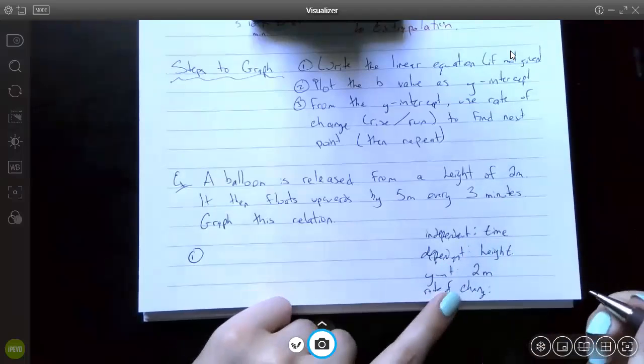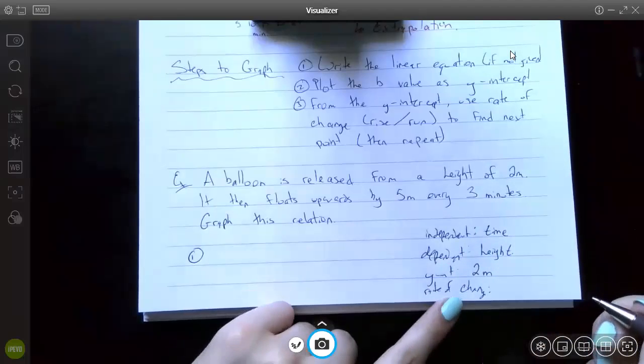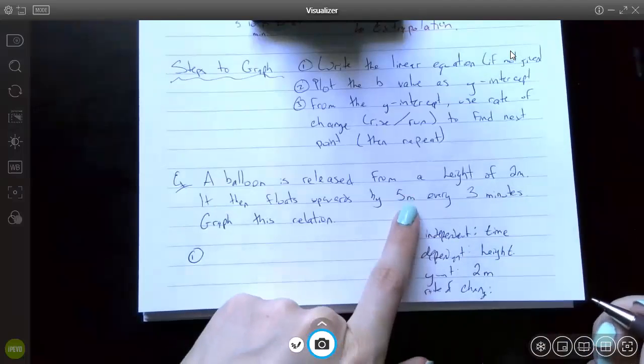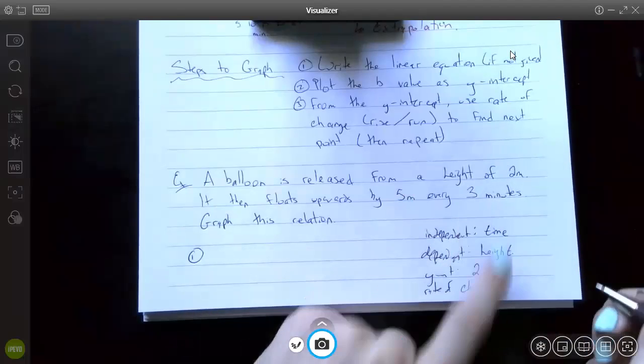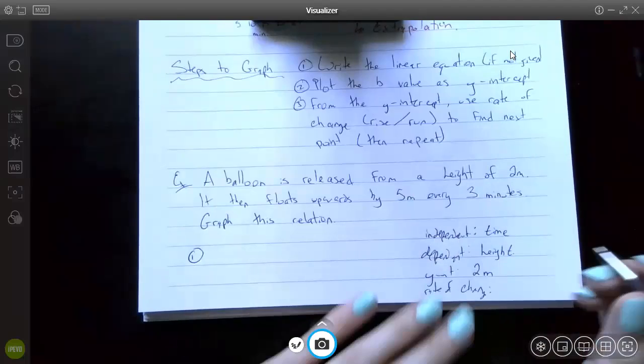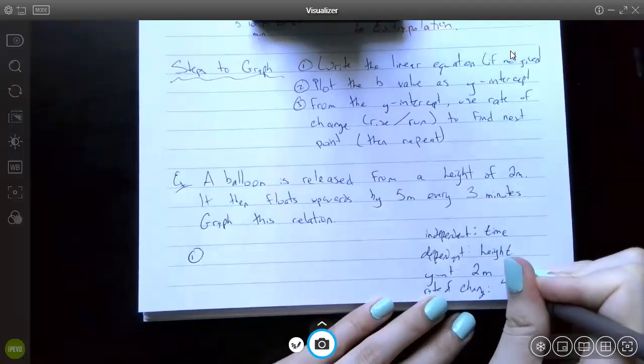And then the rate of change is how much it is going up by. So it goes up by 5 meters every 3 minutes. So the rate of change, remember, our rate of change is a change in y over a change in x.